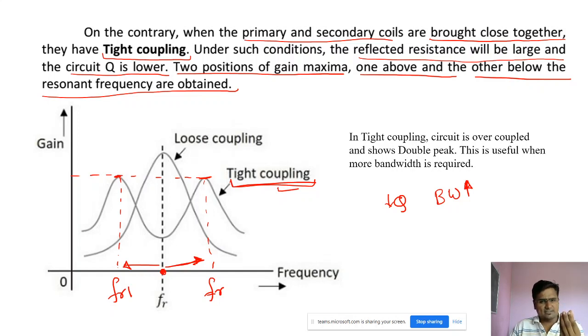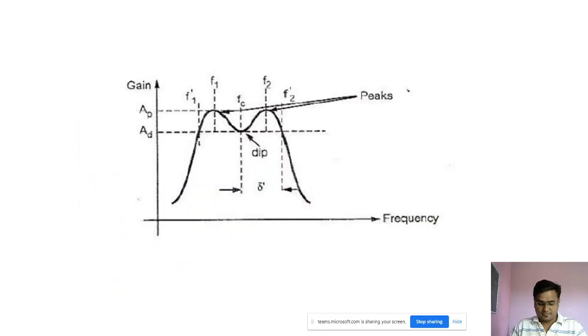Tight coupling means decreasing the distance. If you decrease the distance between L1 and L2, it will be tight coupling, and when there is tight coupling, you can observe two maxima at two positions. You will observe the maximum gain. Now just check it out. These two maxima I am referring to as two peaks. Apart from this resonant frequency, somewhere at this point I'm getting one resonant frequency, which I will call FR2, and somewhere here I will get FR1.